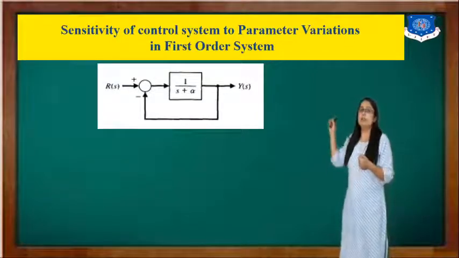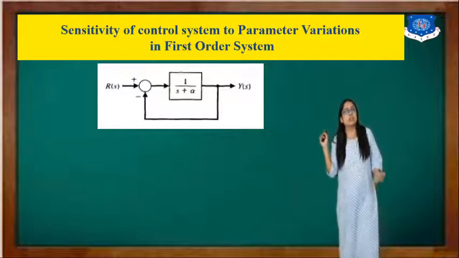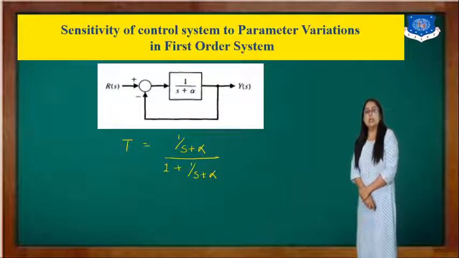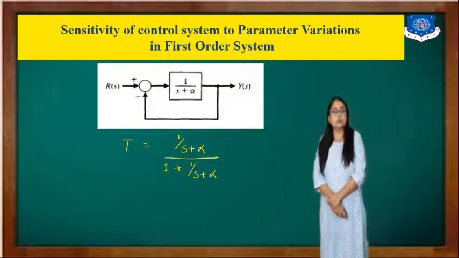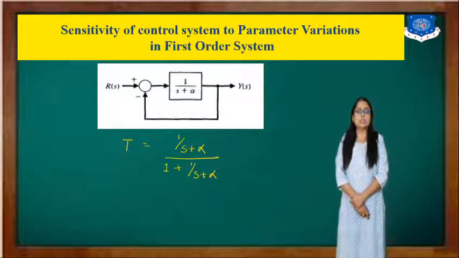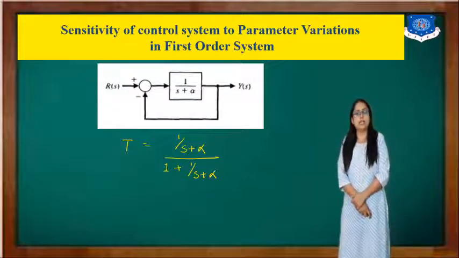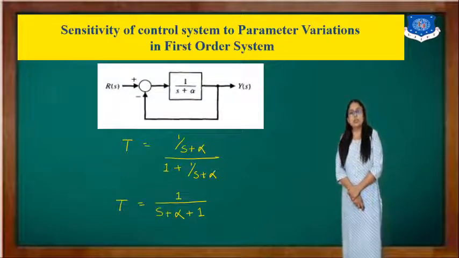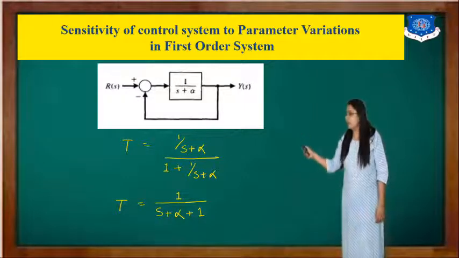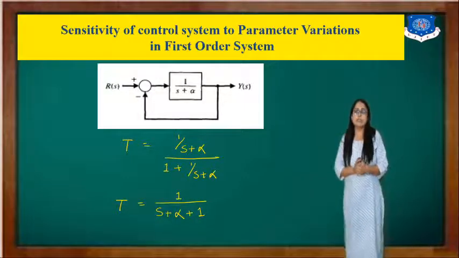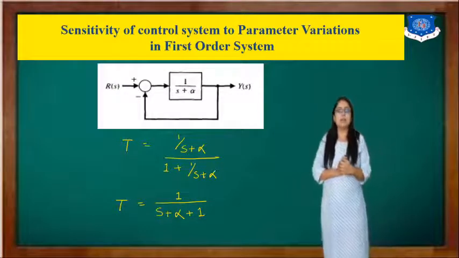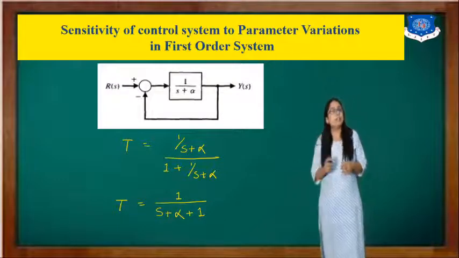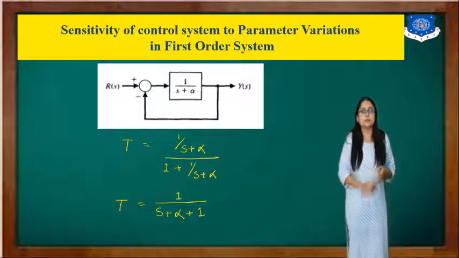So first of all, we will write the transfer function and check whether it's first order or not. The transfer function is G upon 1 plus GH, because it is a closed loop system. So 1 upon S plus alpha, upon 1 plus 1 upon S plus alpha. Now simplify this. The S plus alpha cancels, and taking the LCM we get 1 upon S plus alpha plus 1. Here the maximum power of S is 1, so this is the first order system.